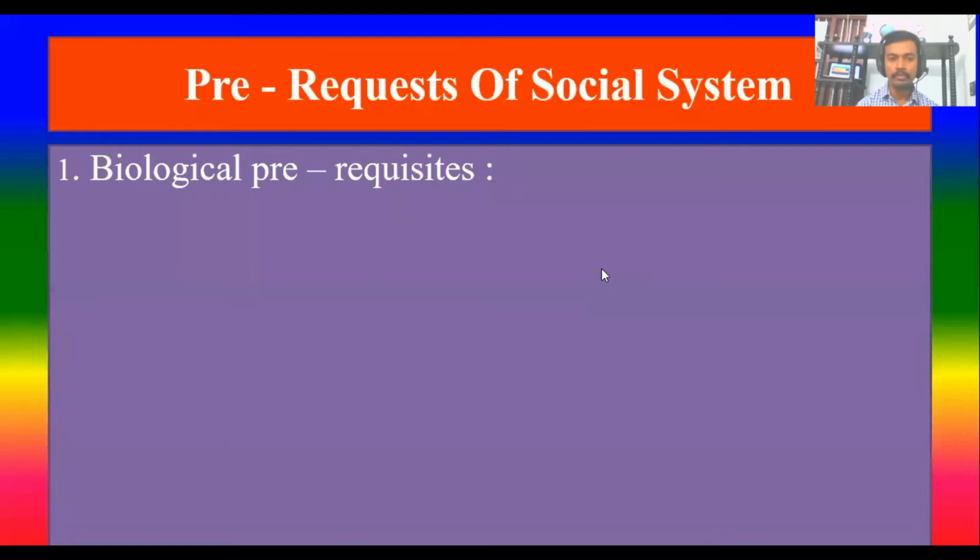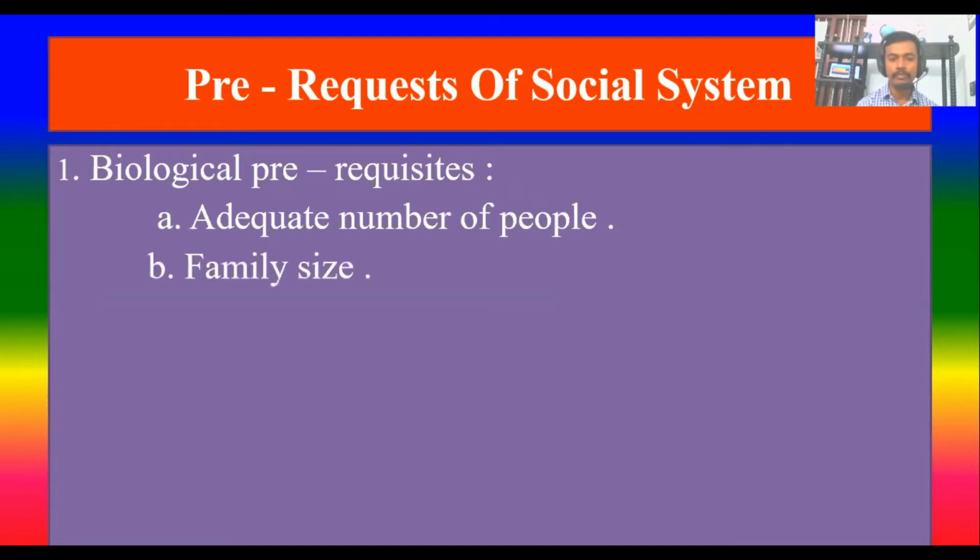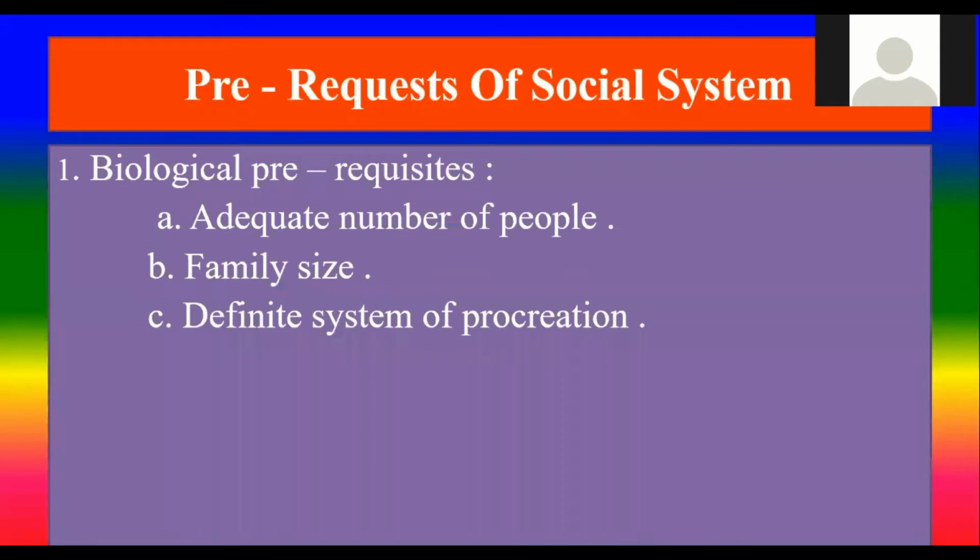First prerequisite, biological, including an adequate number of people. Then family size, which means the number of family members. Then a definite system of procreation.